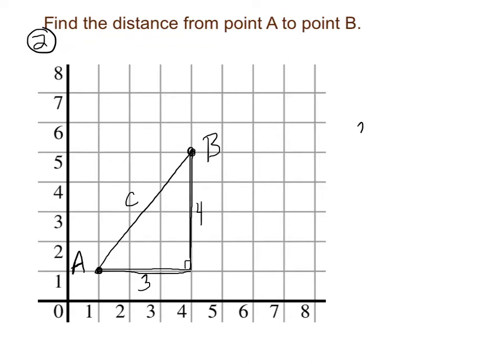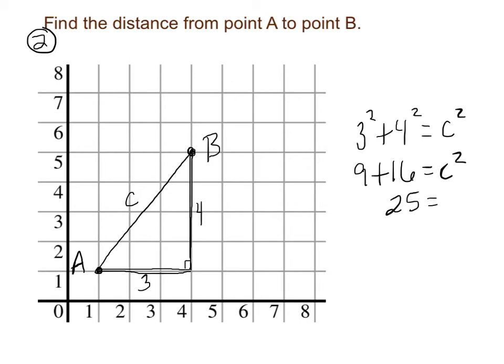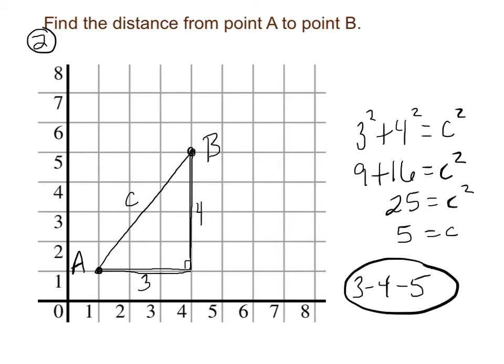So we know that we have 3 squared plus 4 squared equals c squared. 9 plus 16 equals c squared. And 25 equals c squared. Square root of both sides. The value of c is 5 units. Now, something you might need to know, actually you do need to know this. This would be a 3, 4, 5 triangle. And I'm not sure if I've mentioned this yet, but that's something called a Pythagorean triple. So I would suggest you write that down.